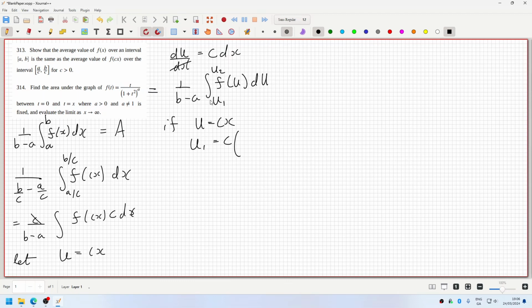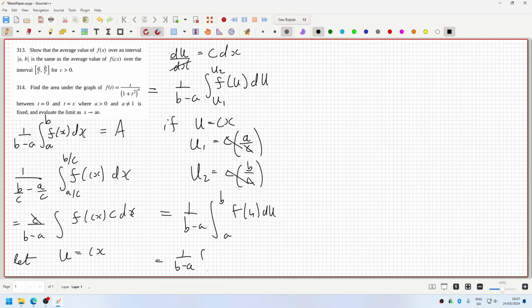So using the u variable, the limit would be cx, and x is a over c, and they cancel. And likewise, u2 would be c times b over c, and they cancel. So then the integration would be 1 over b minus a to b, f of u du, but that's a dummy variable. You can change it to 1 over b minus a to b, f of x dx, which is what we said at the beginning, which is a. So it's the same.